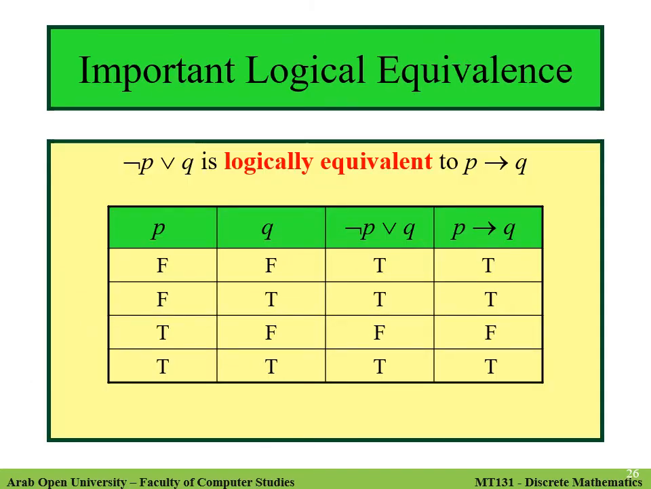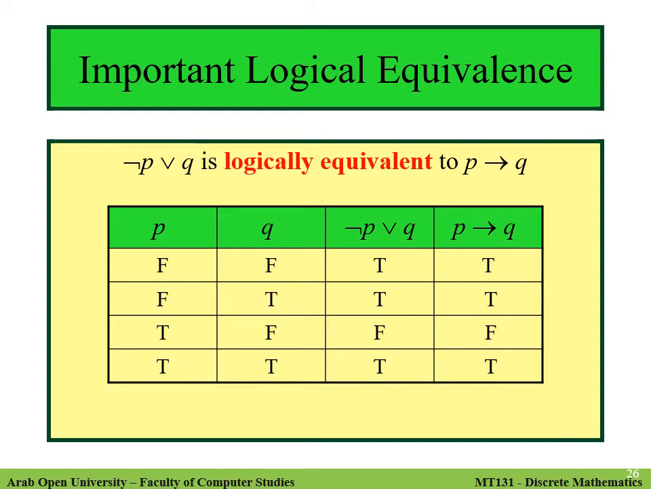Now we would like to talk about logical equivalence, and here is the first case where we will see an example of logical equivalence. First of all, logical equivalence, what does that mean? In this example, we want to show not P or Q is logically equivalent to the statement P implies Q. Logical equivalence means the two statements have the same truth values. Whenever one is true, the other one will be true. Whenever one is false, the other one is false. They have exactly the same truth values, and we say that they are logically equivalent.